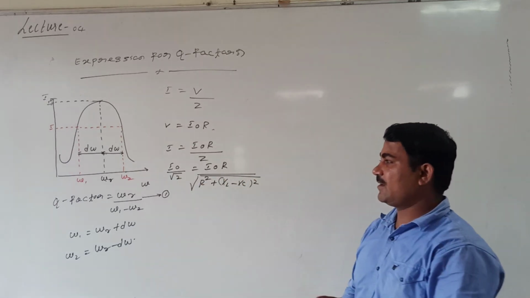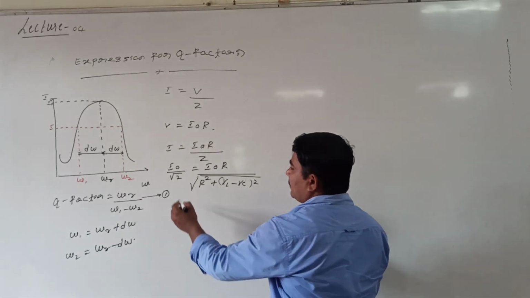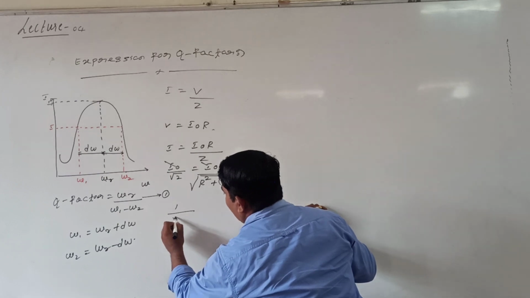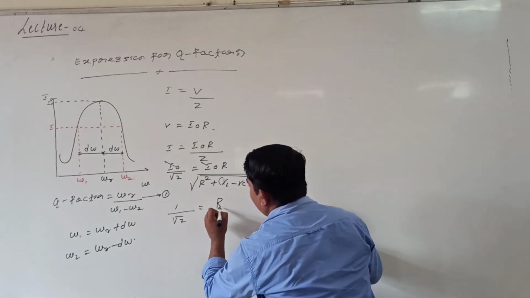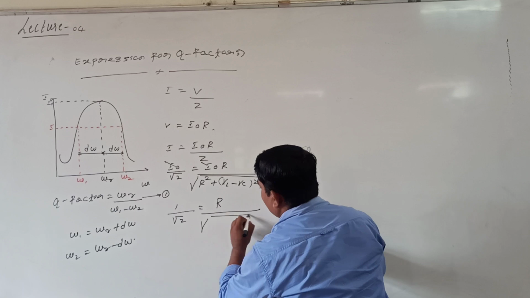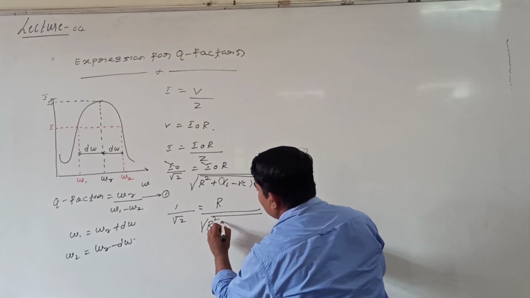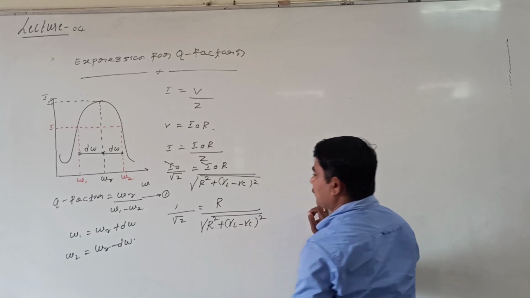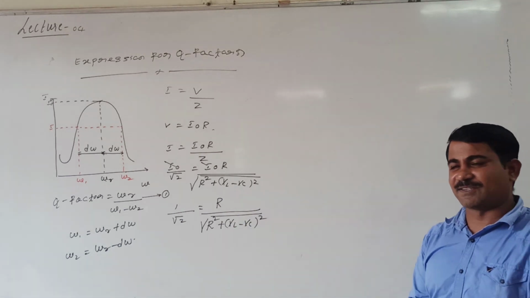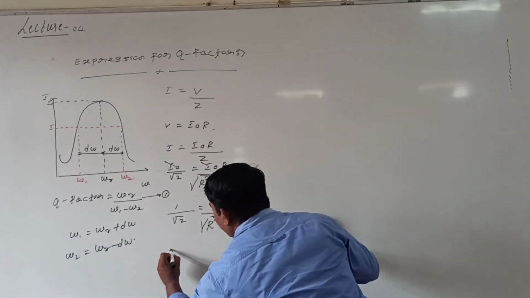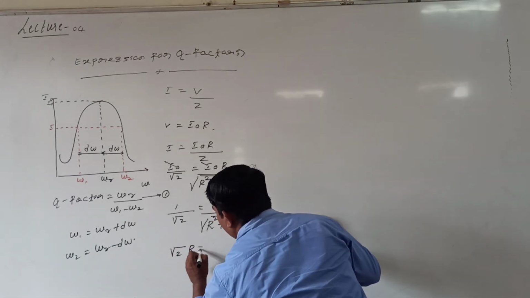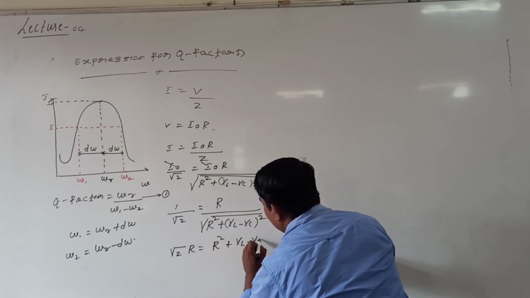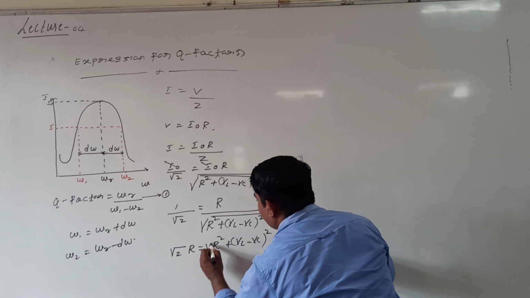Look at this: then the I naught gets cancelled. What is remaining here? 1 divided by root 2 is equal to R divided by under root of R square plus XL minus XC whole square. So root 2 into R is equal to under root of R square plus XL minus XC whole square under root.